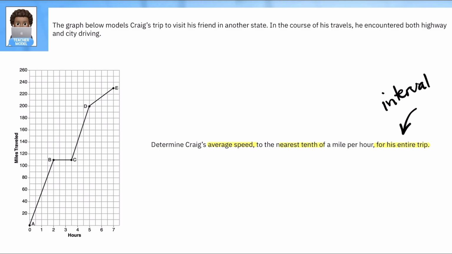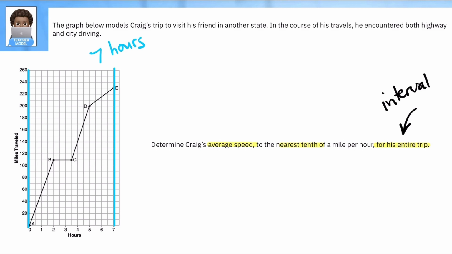So instead of going from A to B, B to C, C to D, D to E, we're talking about literally from this point, from 0 hours to 7 hours. That's our time frame. Over these 7 hours, what was his rate of speed, the average speed?